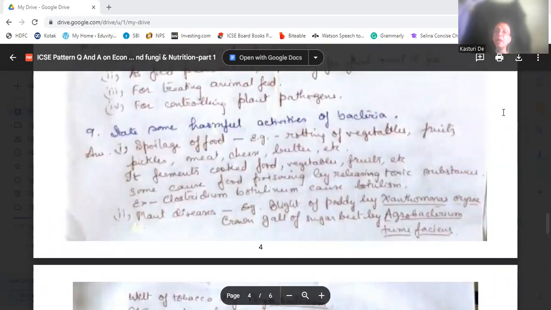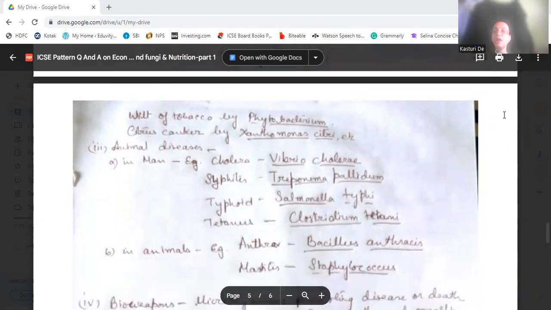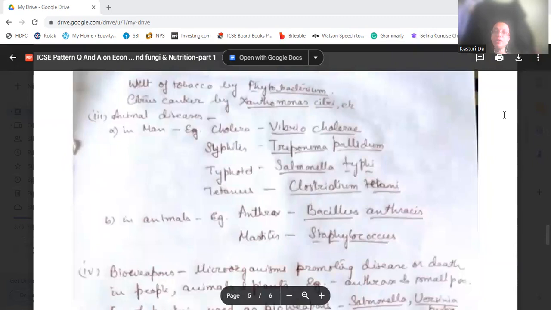Okay. Then plant diseases like blight of the paddy that is caused by Xanthomonas oryzae. Then crown gall of sugar beet by Agrobacterium tumefaciens. Okay. Then wilt of the tobacco by Phytobacterium. Then citrus canker by Xanthomonas citri, etc. Then animal diseases in man like cholera by Vibrio cholerae, syphilis by Treponema pallidum, typhoid by Salmonella typhi, tetanus by Clostridium tetani. In animals, anthrax by Bacillus anthracis, then mastitis by Staphylococcus.